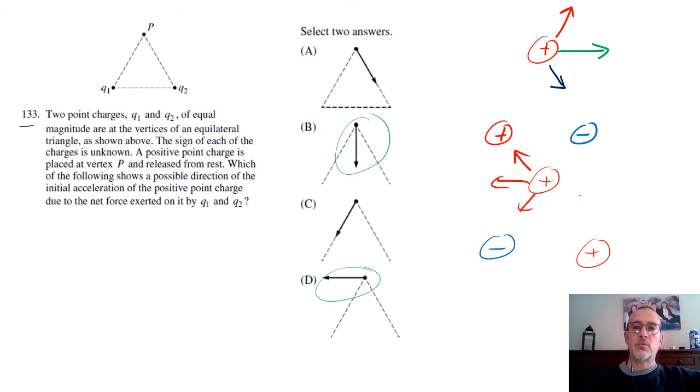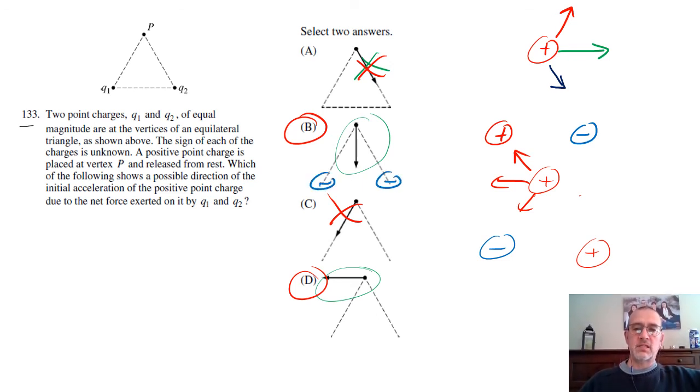But in no case would I have straight towards one charge or straight towards the other charge. So this one is no good and this one is no good. But I can see options for B and D. B would be if I had a negative and a negative, and D would be if I was attracting it this way but repelling it with a positive over here. So B and D are the good answers to question 133.